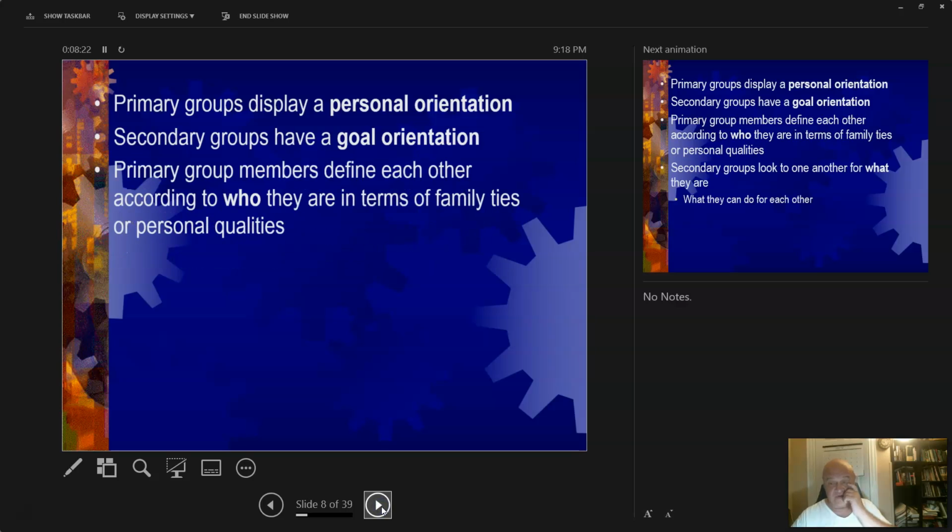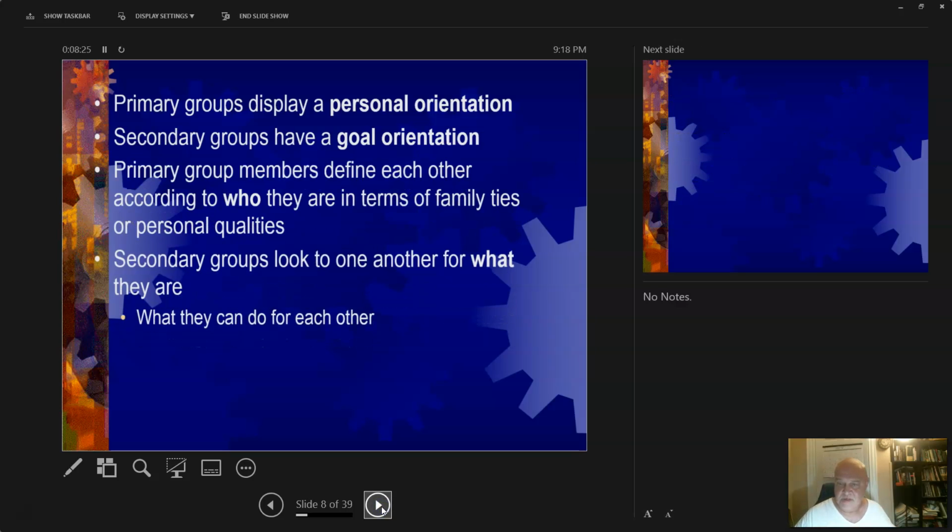So primary groups display a personal orientation. They define each other according to who they are in terms of some ties, like family ties or personal qualities. A secondary group, by contrast, is a goal-oriented group. It looks to one another for what they can do. What can they do for each other? And, you know, what can you do to get a grade in the class? What can you do to demonstrate to me understanding of the material?